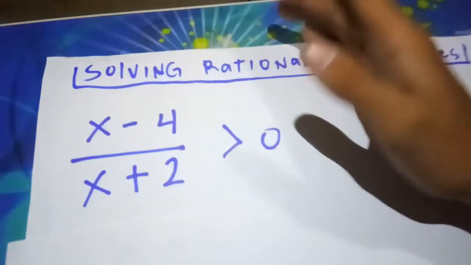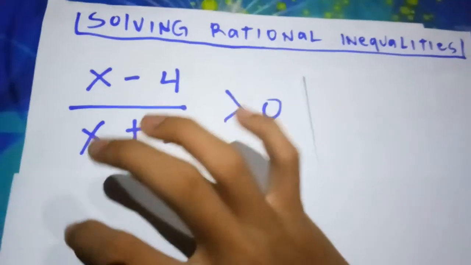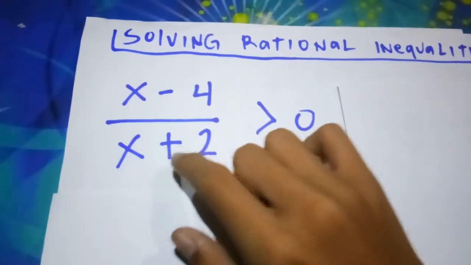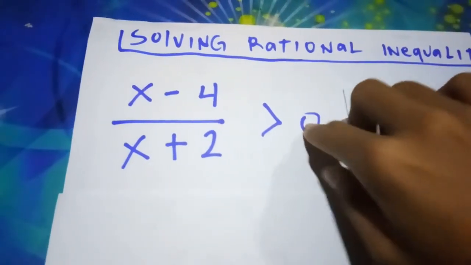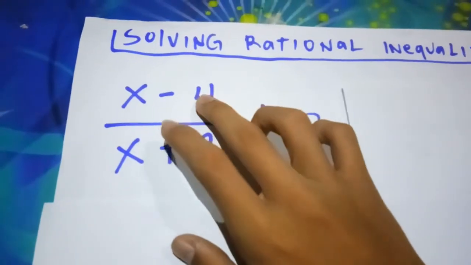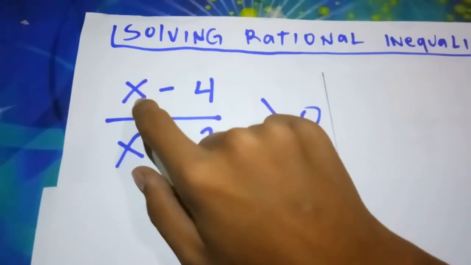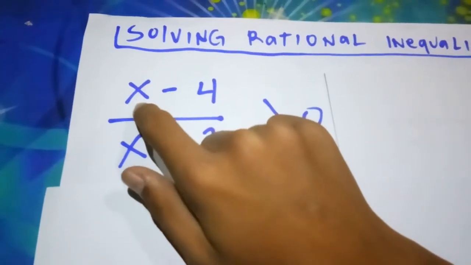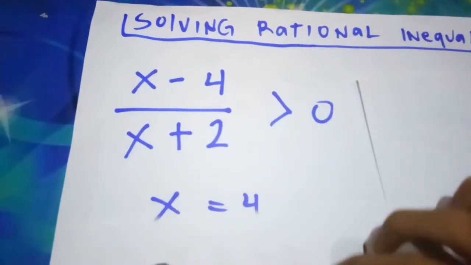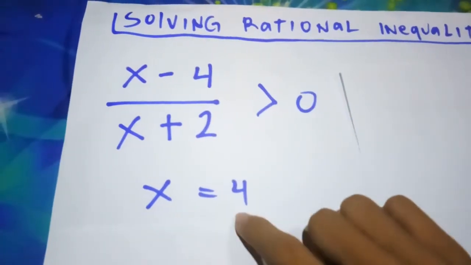Our next topic is solving rational inequalities. We have an example here: x minus 4 over x plus 2 less than 0. What we need to do is set the top and the bottom each equal to 0. If we substitute x as positive 4, 4 minus 4 is 0. So for the top, x is equal to 4.